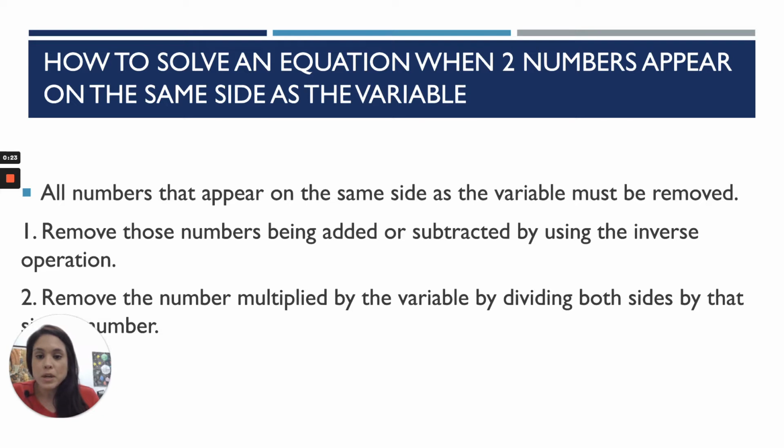All numbers that appear on the same side of the variable must be removed. So if there's 2, 3, 4 numbers on one side with the variable, they all need to move to the other side. And we remove those numbers by completing the inverse operation. If it's subtraction, then you're going to add. If it is addition, you're going to subtract. Now, if your number is being multiplied by the variable, the inverse of this would be division. So you're going to divide both sides by that signed number.